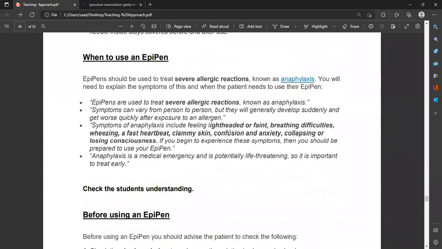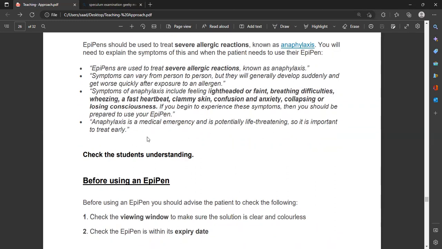When to use the EpiPen? When you are having severe allergic reactions. So these are the safety features of the EpiPen. When we ask the patient to use an EpiPen for severe allergic reactions, there are certain symptoms. These symptoms are lightheadedness, fainting, breathing difficulties, wheezing, fast heartbeat, clammy skin, confusion, and so on.